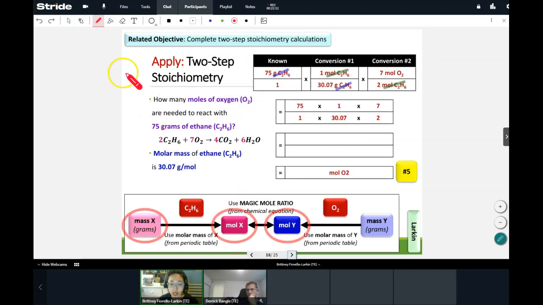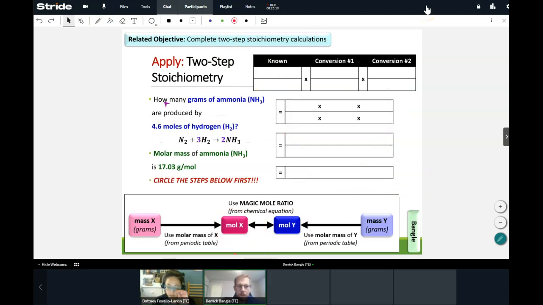So let's finish this up. You need to be able to finish this, so please multiply what you get on top, 75 times 1 times 7. Don't put answers in the main chat. If you want to check, we're in the Q&A chat. And multiply what's on the bottom, 1 times 30.07 times 2. Then do the top divided by the bottom to solve your first box, which is the number. Your second box should be mol O2. That's your units. This is number 5. You have 45 seconds. Go, go, go.